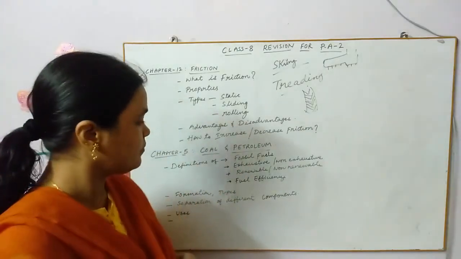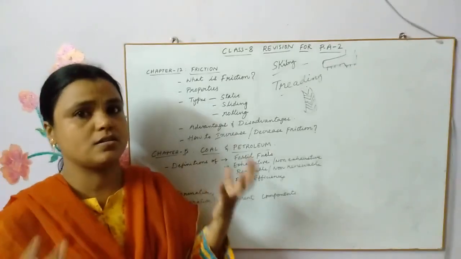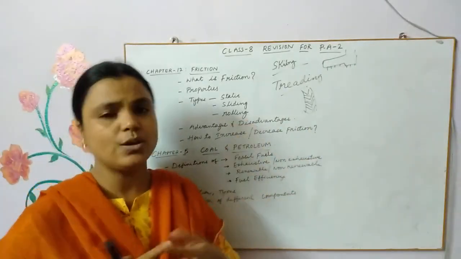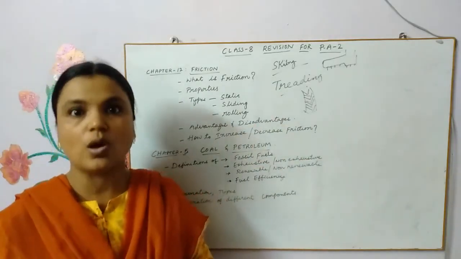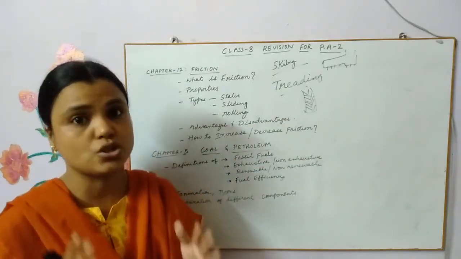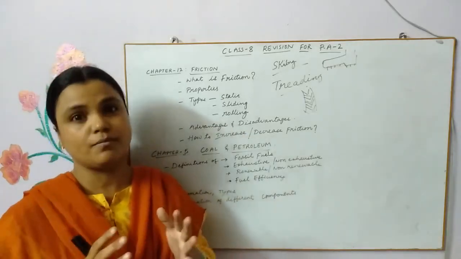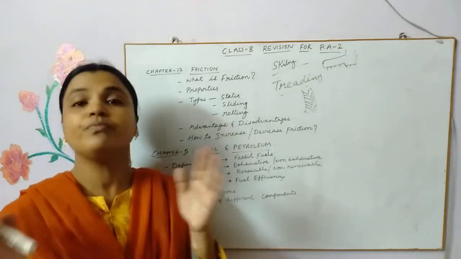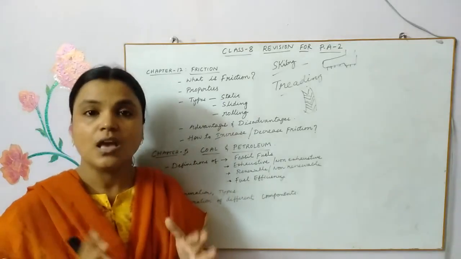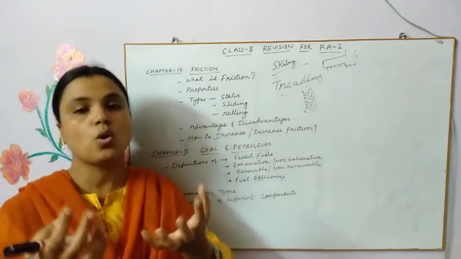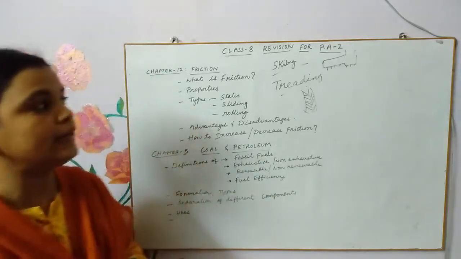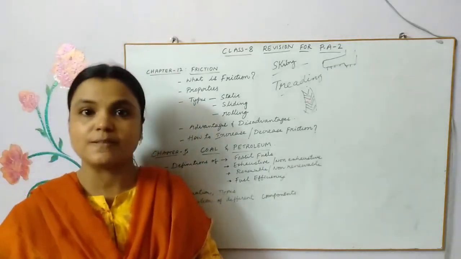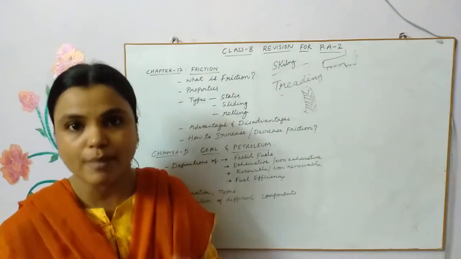Correct, children? Now that coal, you can directly use the coal. Also, you can get a few more components from the coal by destructive distillation of coal. So this is very, very important over here. Destructive distillation of coal, children. So what is it? Heating the coal in the absence of air. It will lead to three different byproducts.